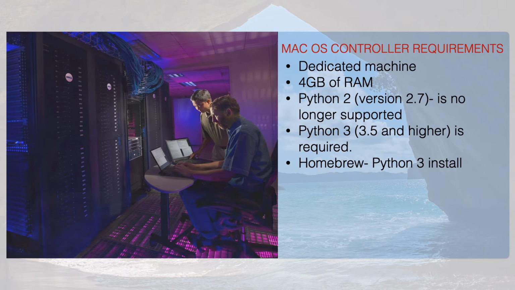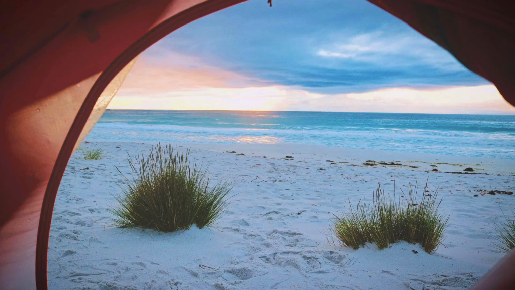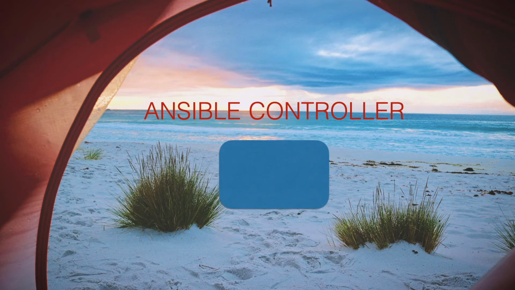Now, Homebrew is a package manager for macOS that makes it easier to install and update applications and utilities, and we're going to use this to install Python 3. Recommended macOS version is 10.13 or above. And it will work on 10.12 and older with an upgraded PIP. So for this demonstration, I'm using a MacBook Pro, and it's got 16 gig of RAM, a quad-core i7 processor, and it's running Catalina 10.15.